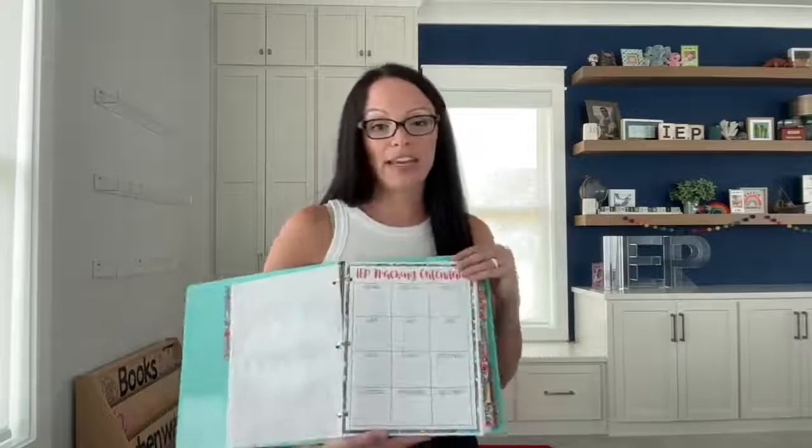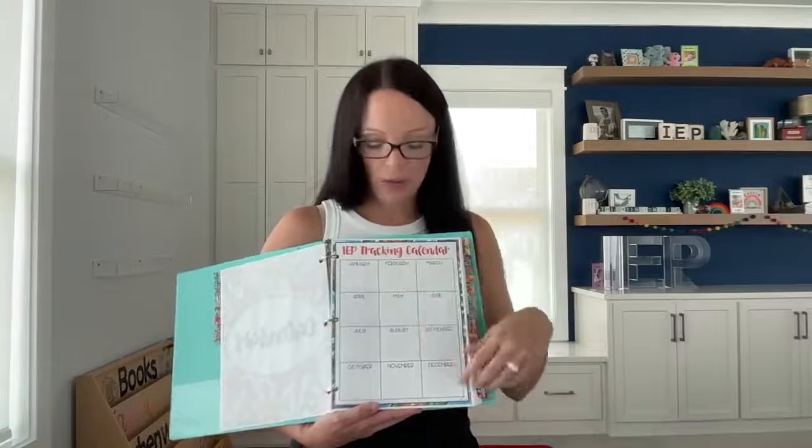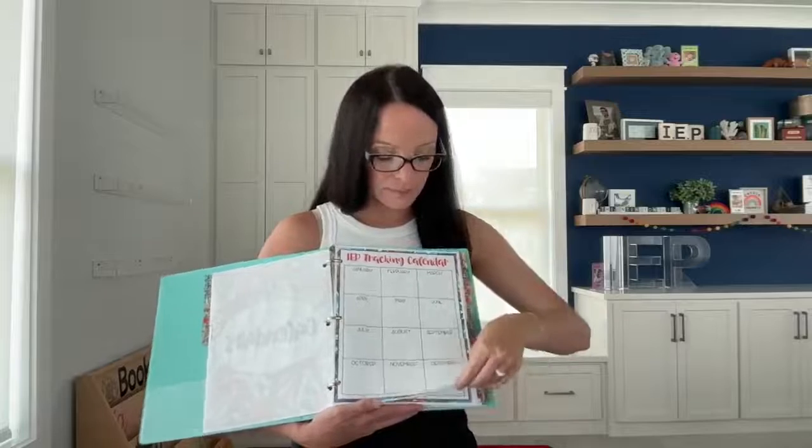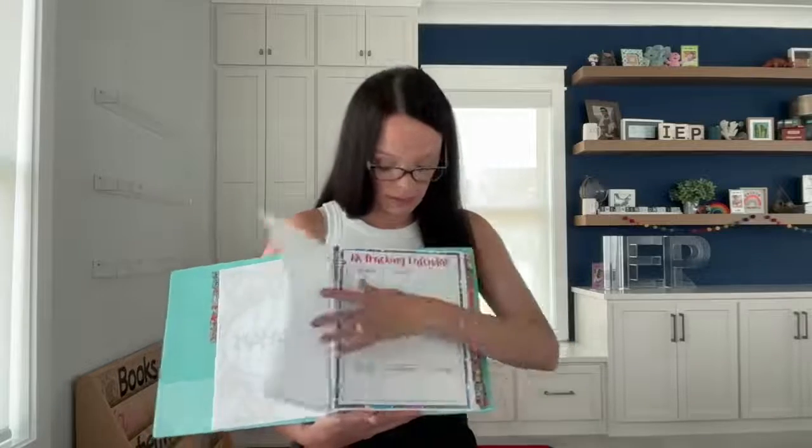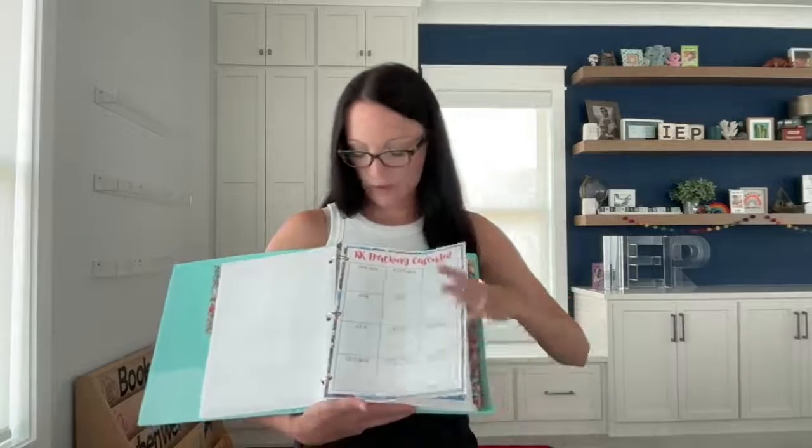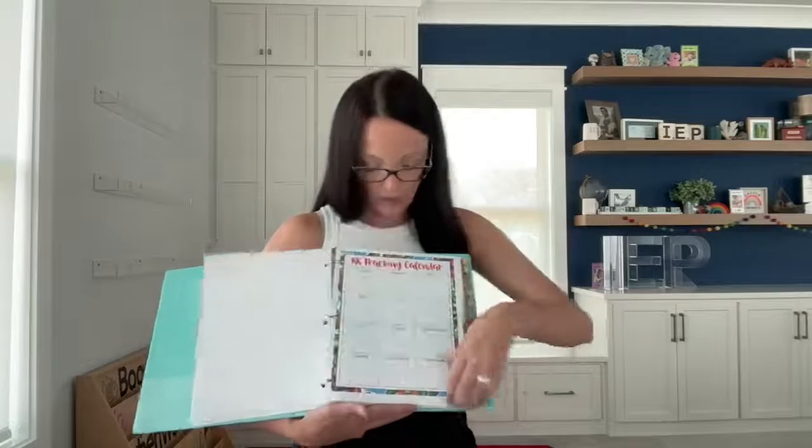Then it goes into calendars. So my IEP tracking calendar. Whose IEP is when? Who do I have to write in each month at a really quick glance? This is one of my favorite ways to stay organized. And so I have it in 2 different formats, starting in August and starting in January.